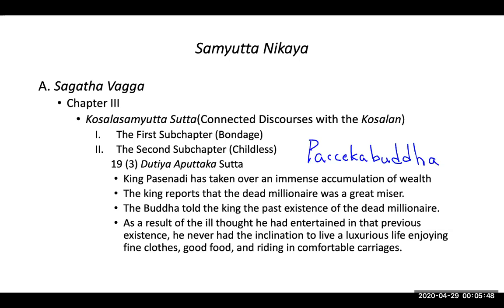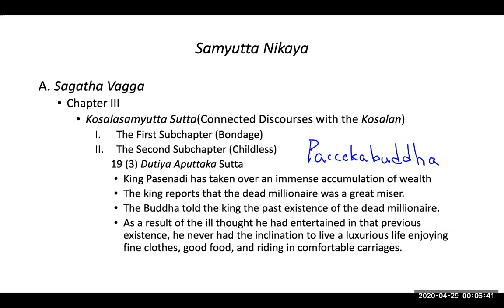It's not bad, right? But as a result of the unwholesome thought he had entertained in that previous existence, he never had a luxurious life, enjoying fine clothes, good food, and riding in comfortable carriages. So it's just kind of a sutra. Even though this person has enough money, his mind does not work out to manage a comfortable life, according to the unwholesome thought arising in his past life.